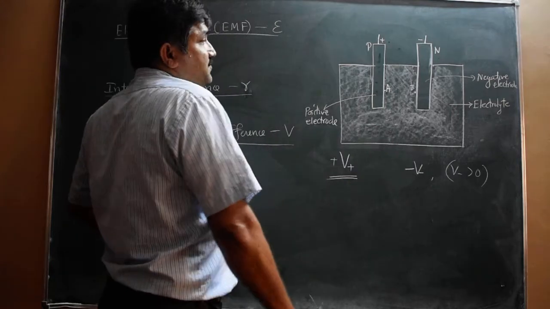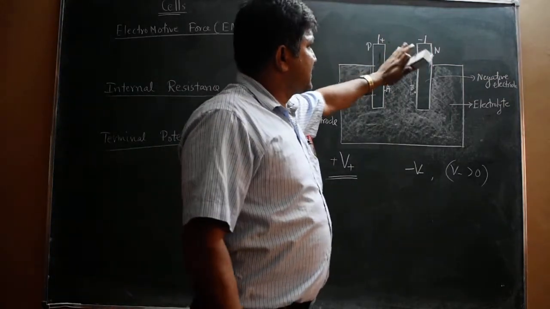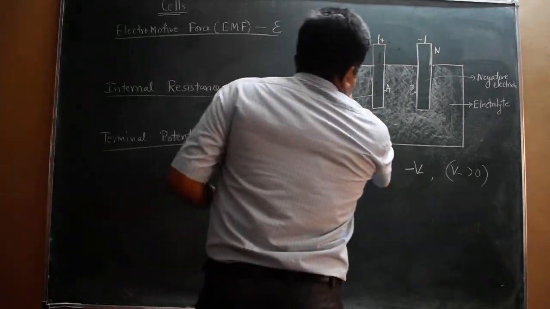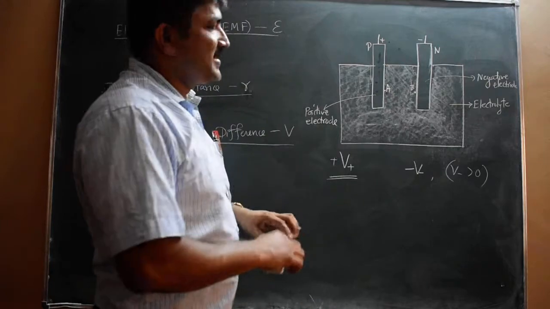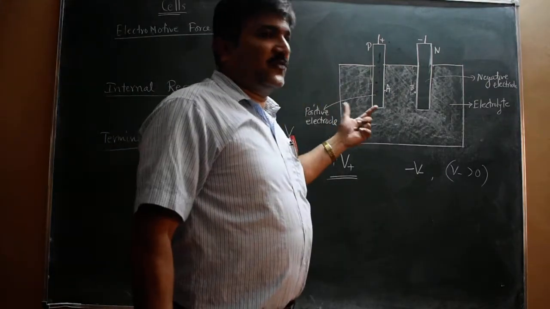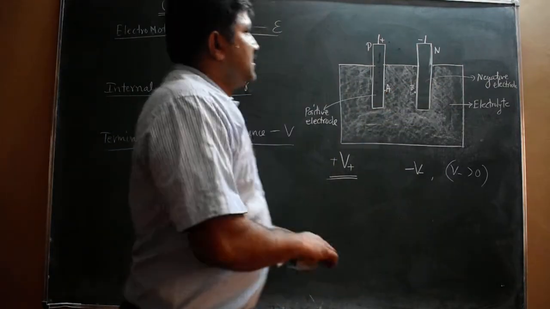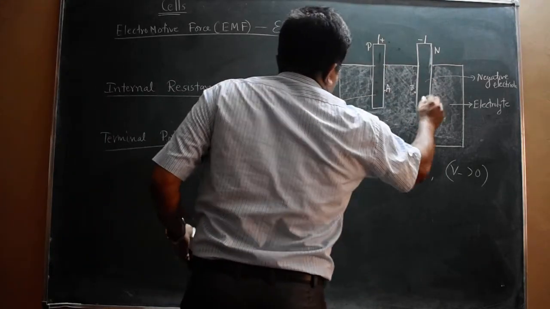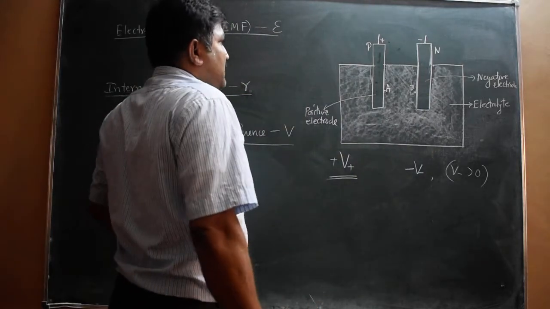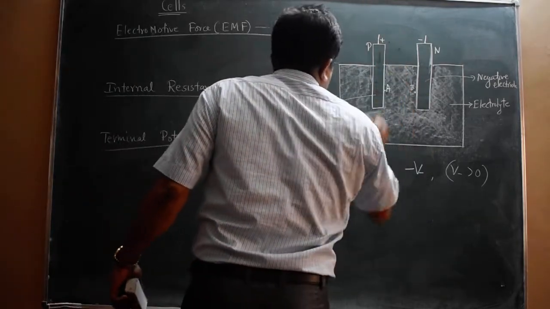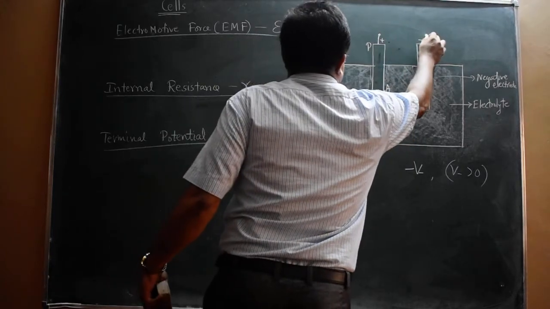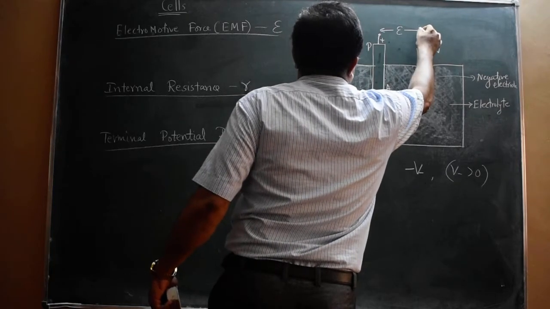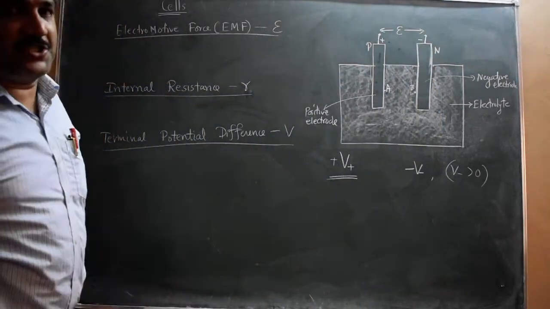And whenever the cell is open, with no external connection in the cell, the potential throughout the entire electrolyte will be the same, as there is no current flow, and no current flowing from A to B or B to A. The potential difference across the terminals is called EMF, denoted by the symbol epsilon. EMF is the potential difference.